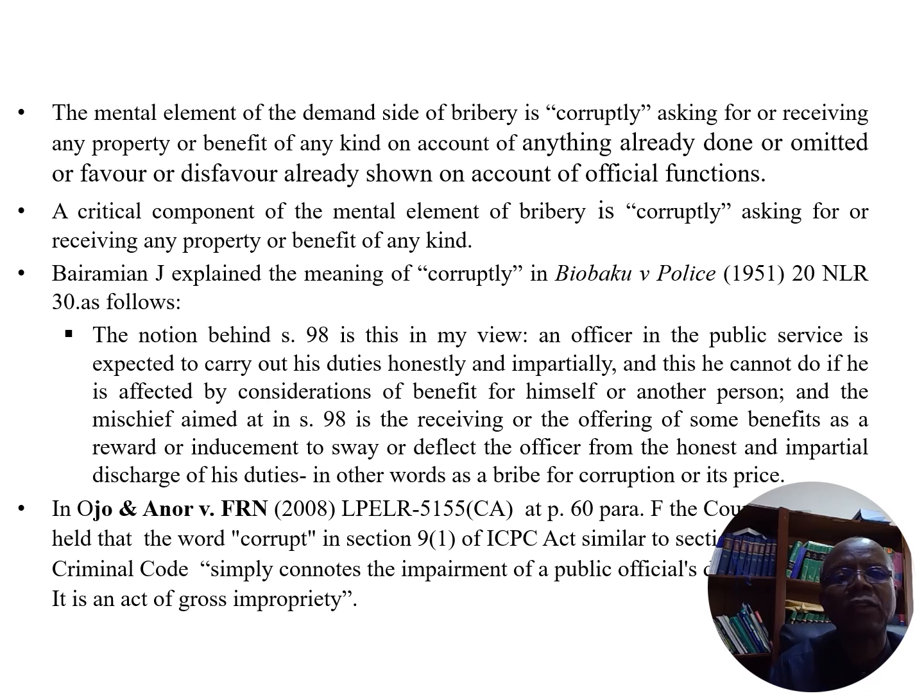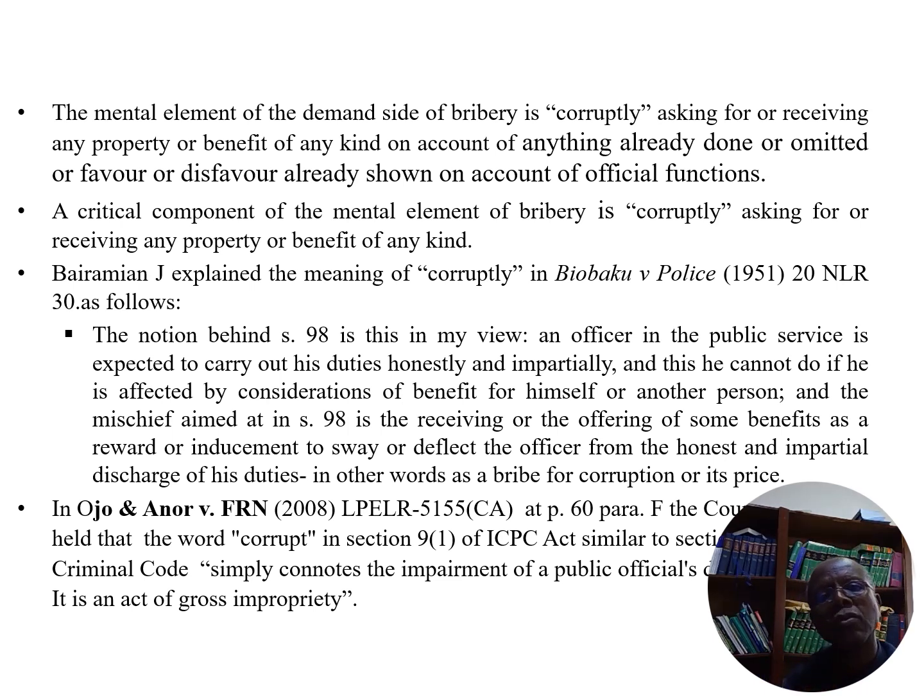The mental element of the offense of bribery. The mental element of the offense of the demand side of bribery is corruptly asking for or receiving any property or benefit of any kind on account of anything already done or omitted, or favor or disfavor already shown on account of official functions. A critical component of the mental element of bribery is corruptly asking for or receiving any property or benefit of any kind.